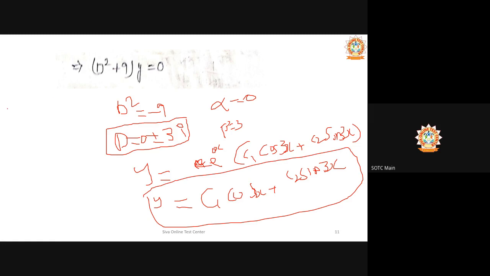Now tell me, for d square minus 9 is equal to 0. Minus 3 comma plus 3. Minus 3 comma plus 3. So your general solution is y is equal to c1 e power minus 3x plus c2 e power plus 3x. Okay. So that is your second order, or we also see the third order as well.